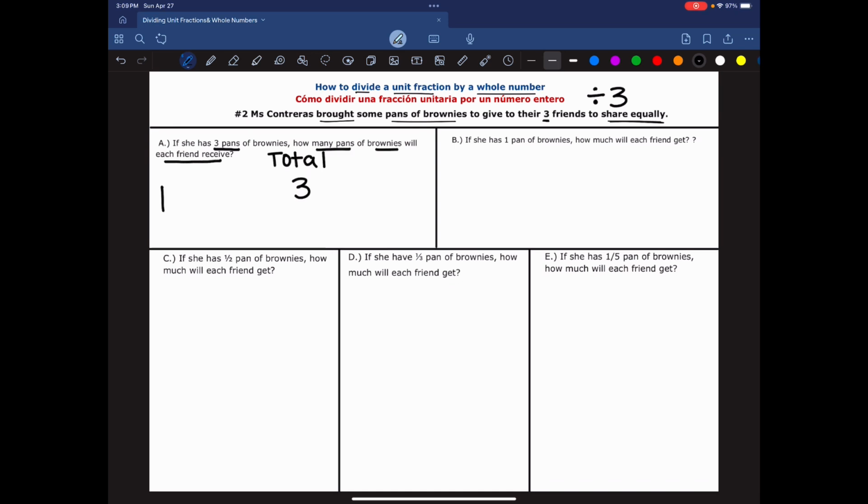My total is 3, so I'll draw and highlight 3 rectangles because that's how much I'm starting with.